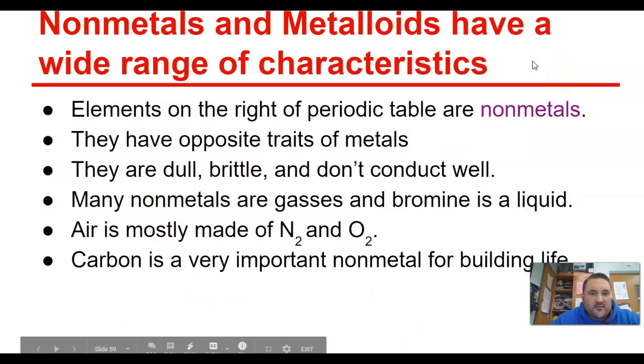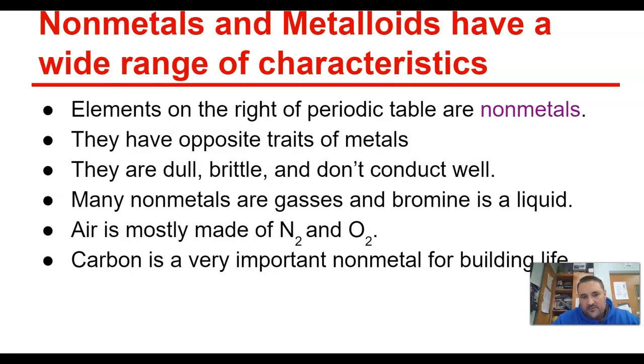Nonmetals and metalloids have a wide range of characteristics, and they start at the zigzag line and move over. A nonmetal is the exact opposite. So metals conduct heat, nonmetals don't. Metals conduct electricity, nonmetals don't. Metals are shiny, nonmetals are dull. Metals are easily pounded. If you pound on a nonmetal, it'll break.